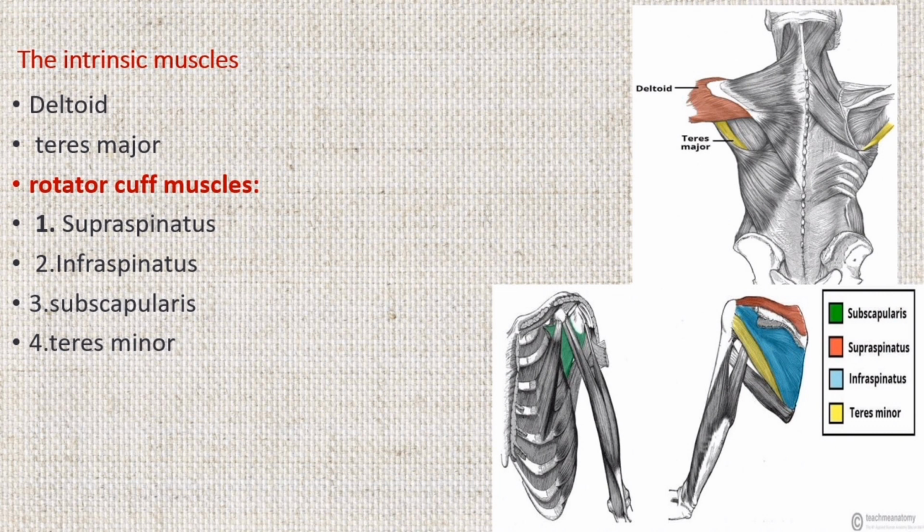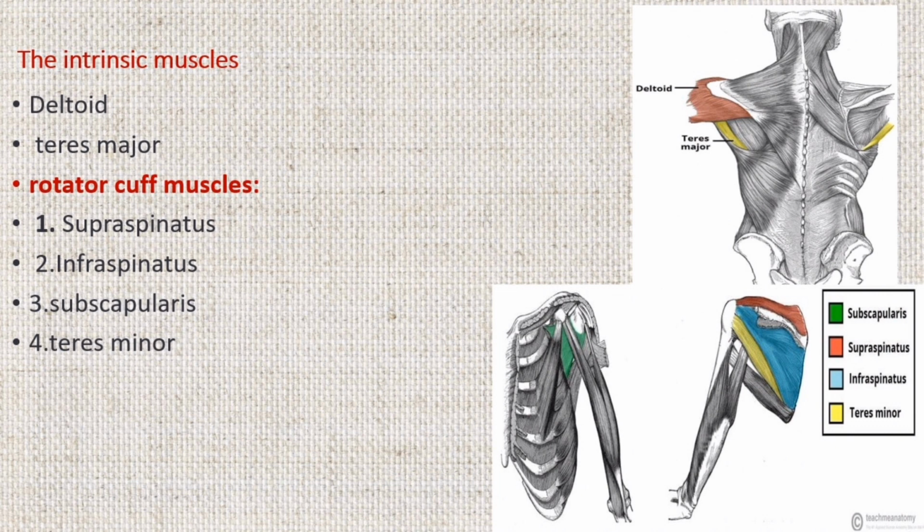Attachments. Originates from the posterior surface of the inferior angle of the scapula. It attaches to the medial lip of the intertubercular groove of the humerus. Actions. Adducts and extends at the shoulder, and medially rotates the arm. Innervation. Lower subscapular nerve.